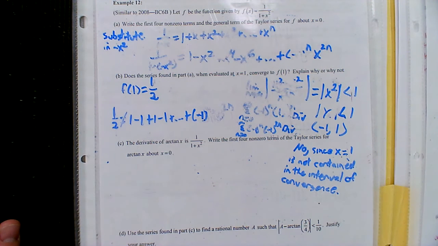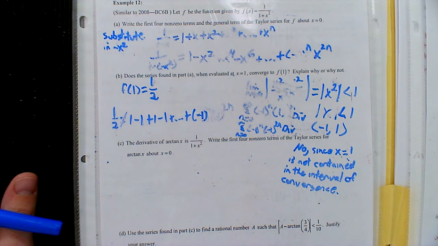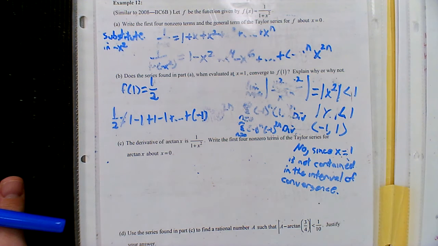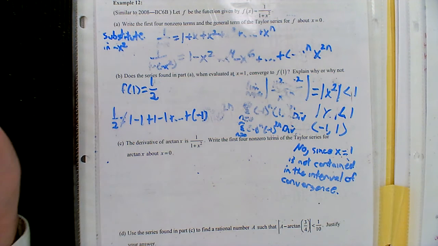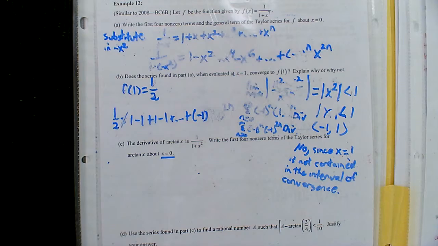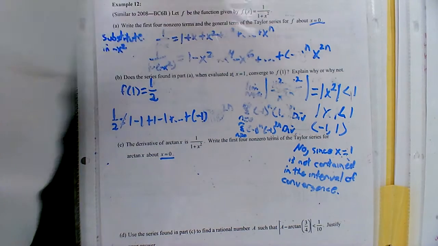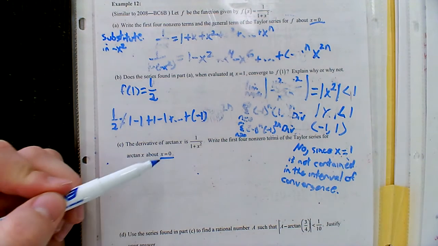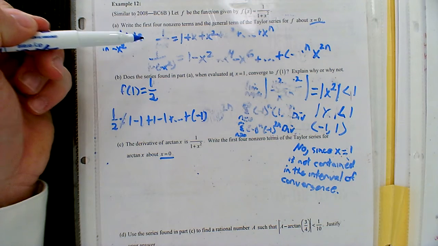I think part C is a little easier. So they tell you the derivative of arctan of x is 1 over 1 plus x squared. Write the first 4 non-zero terms of the Taylor series for arctan of x about x equals 0. So we know the center is still 0. That's important. That means we can use our information from up above because both centers were 0.